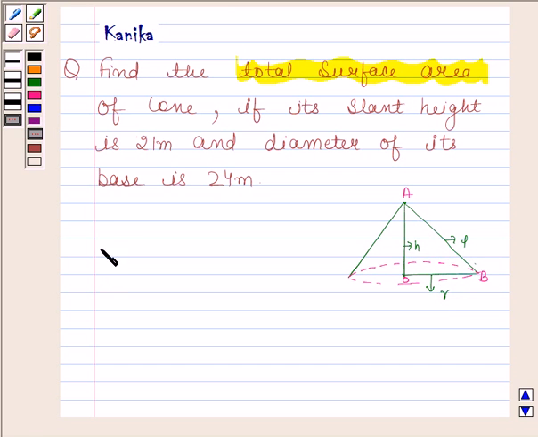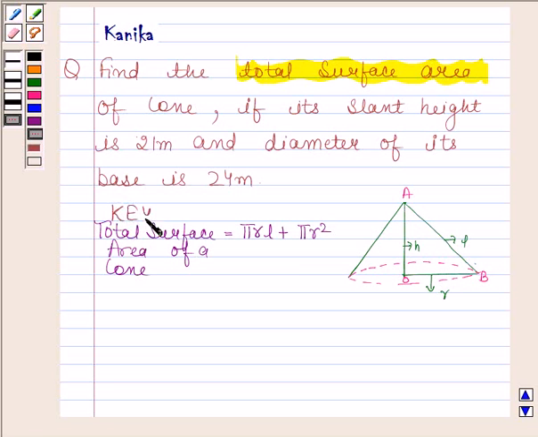Now we should know the formula for finding the total surface area of a cone. Total surface area of a cone is equal to curved surface area of the cone, that is pi r l, plus area of circular base, that is pi r square. The knowledge of this formula is a key idea in this question.